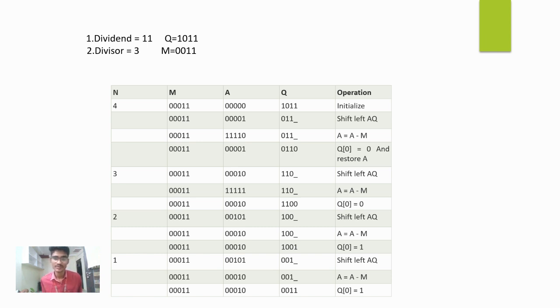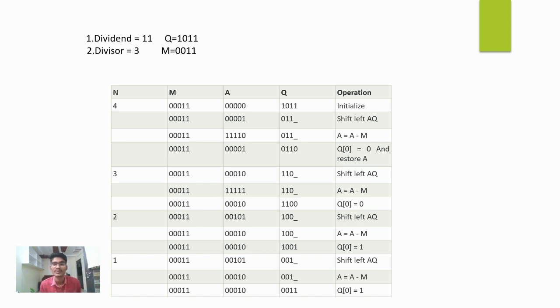After the left shift we are going to perform A is equal to A minus M. After A is equal to A minus M, the value becomes 00010, and Q is 100 and an empty space. As the MSB of A is 0, the value of Q naught will be replaced with 1. Then Q becomes 1001, and then we're going to perform a left shift of QA. Then A will be 00101, and the value of Q will be 001 and an empty space.